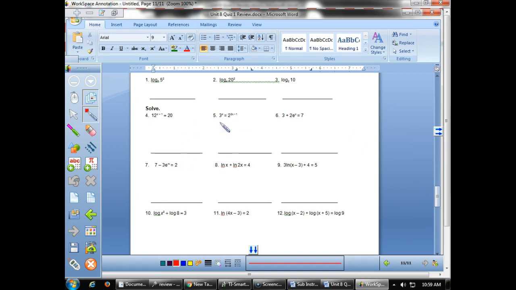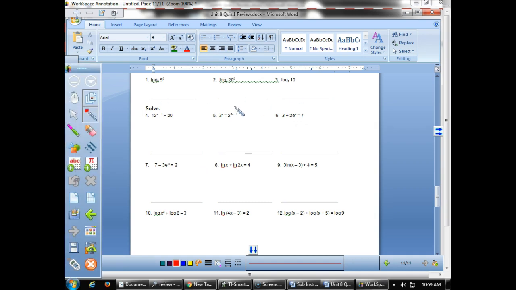Now, these are like 4, 5, 6, 7. They're all exponential equations. No logs are involved whatsoever. Now, we may need logs, but we don't have logs already in them. So recognize those, and you're going to do number 5. Okay, all of these, you have got to isolate your power before you can take the log or ln. You've got to do that.